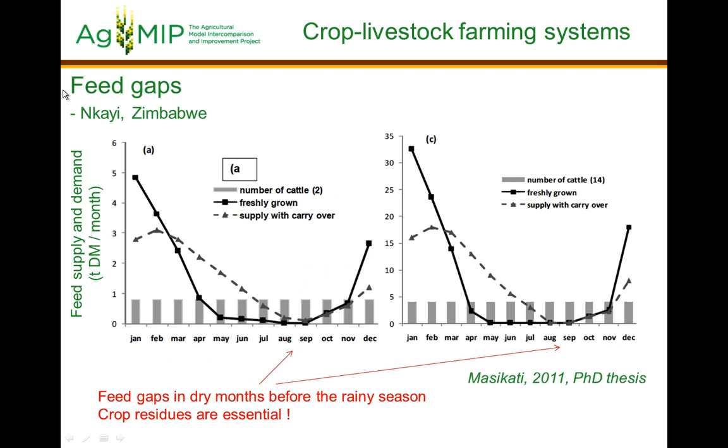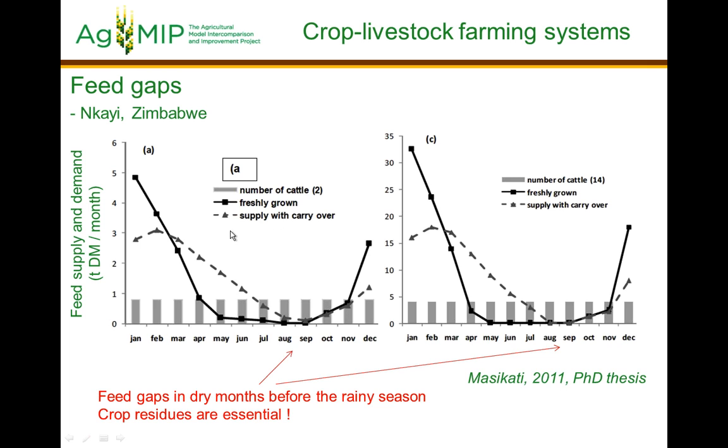The same or a similar problem is found in Zimbabwe, in Nkai, our study site for the CLIP project. These figures come from Patricia Masikati's PhD thesis, where she compares the feed demand and supply for two types of households, people with few cattle and people with more cattle. In the black line, you see the supply of freshly grown grasses. And you see that it goes down quite quickly from April, May, and stays quite low. It stays below the demand until the end of November, basically.